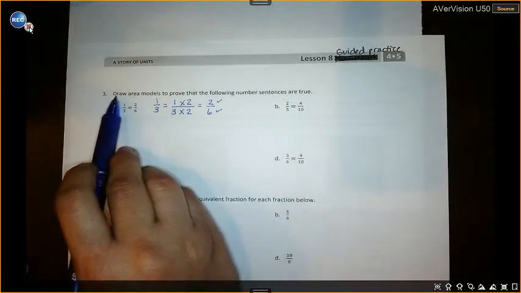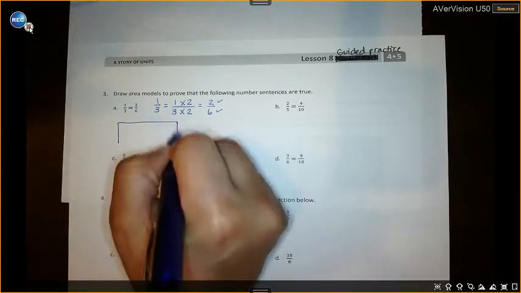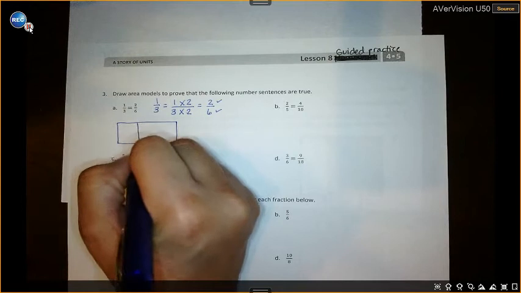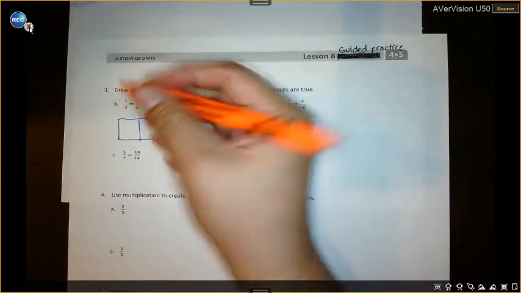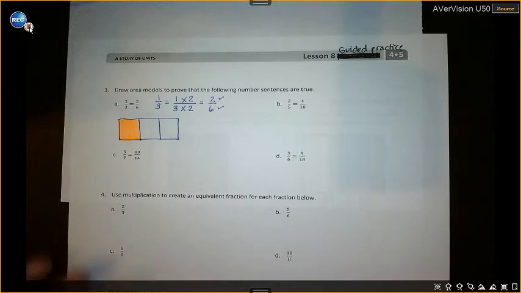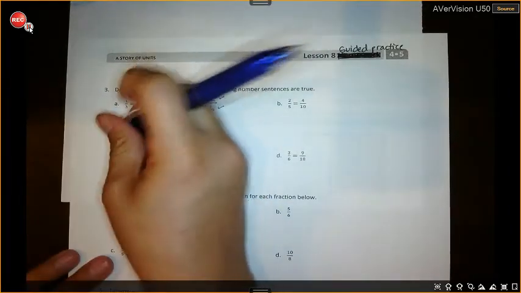So now I'm going to draw an area model to show it. So I'm going to start off with vertical lines. I'm going to divide it into thirds. And I'm going to shade 1/3 because that's what this first fraction represents. Again, like I mentioned earlier, it's important to label inside the model. I'm sorry, it's supposed to be third.